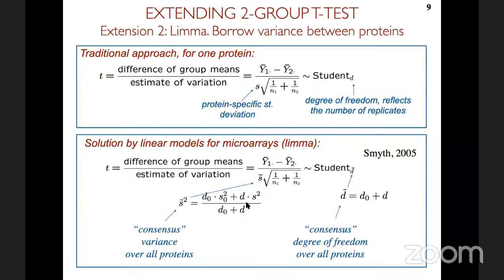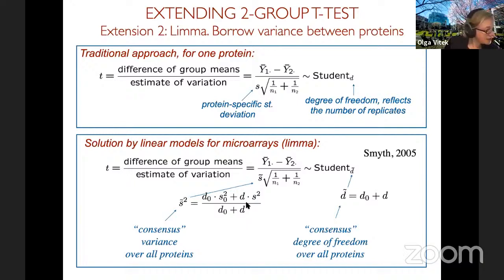Okay, one more question. Yes. Could one relate estimate the variance to abundance level? Lower abundance having a larger variance in general. Correct. So this is why MSstats would not really rely on this type of moderation very much. So typically we would use separate variance for each protein.